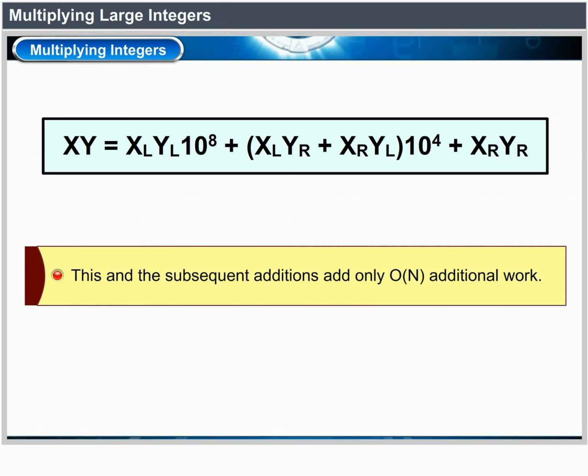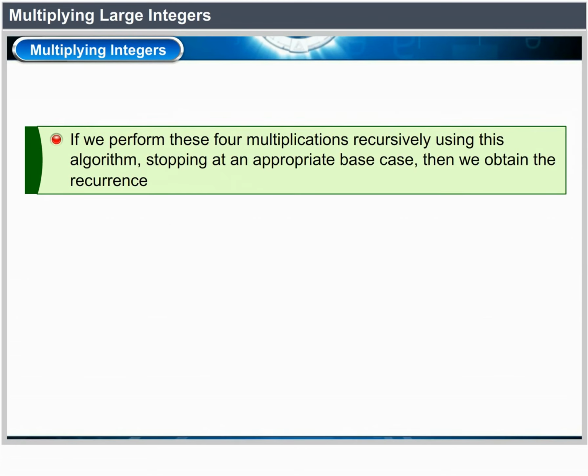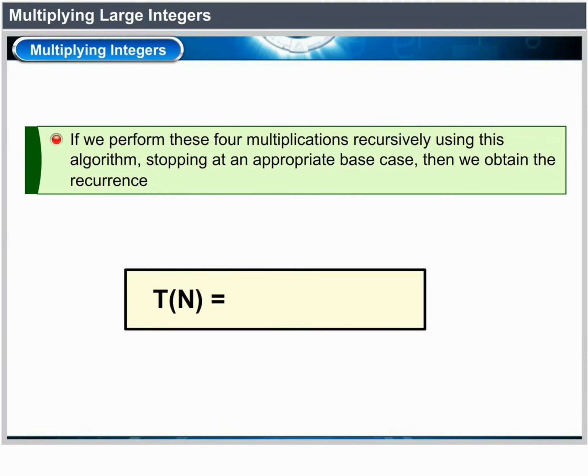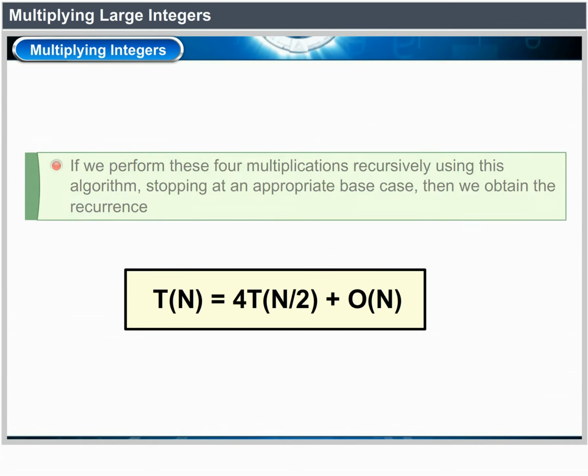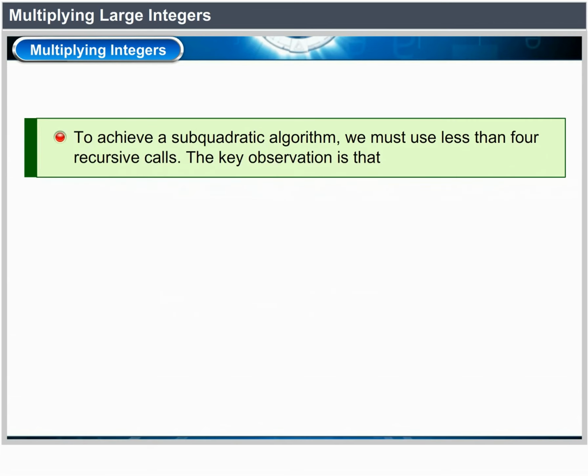If we perform these four multiplications recursively using this algorithm, stopping at an appropriate base case, then we obtain the recurrence T of n equals 4T of n by 2 plus big O of n. To achieve a subquadratic algorithm, we must use less than 4 recursive calls.